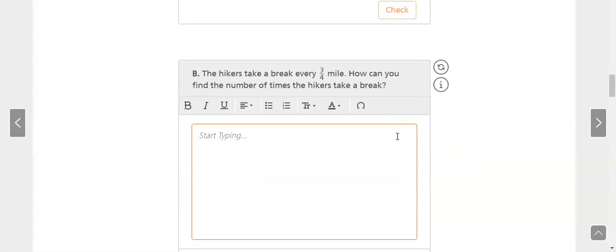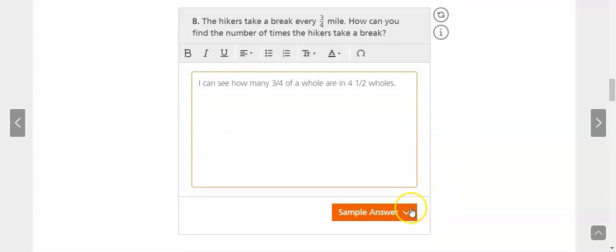How can you find the number of times the hikers take a break? I can see how many 3/4 of a whole are in 4.5 wholes. Just like that. If you're doing this by yourself, they also have the sample answers for you.